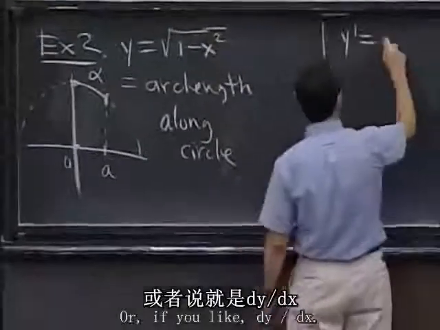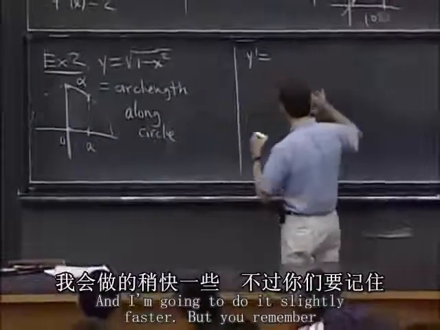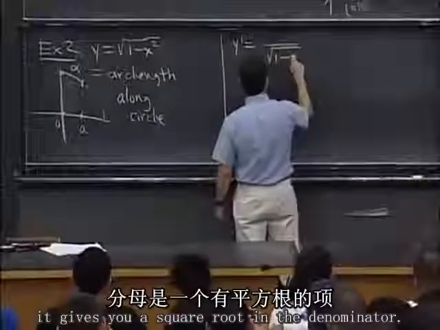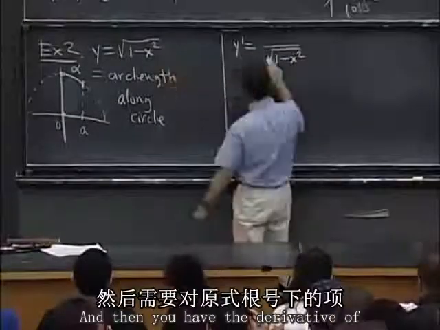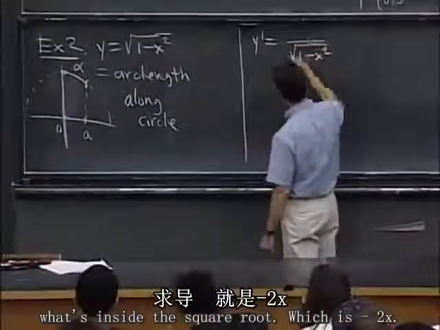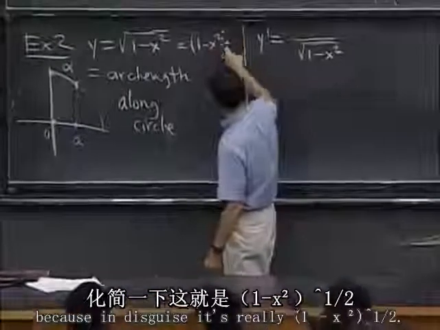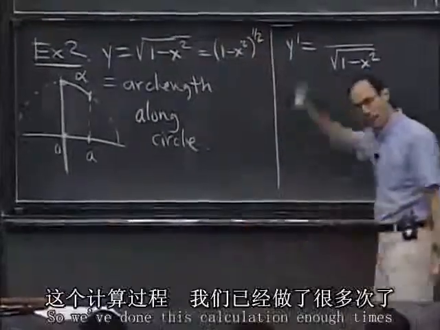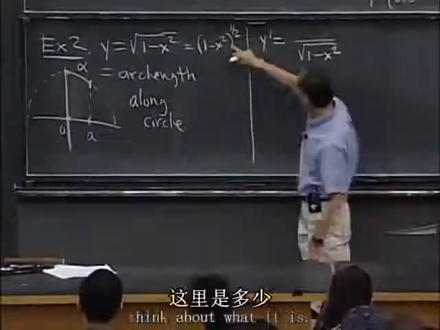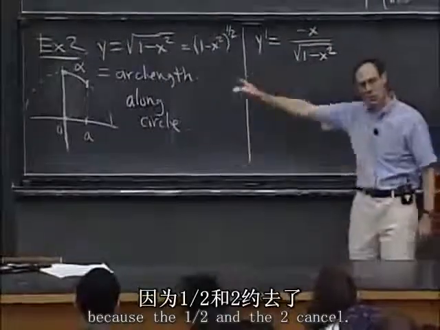dy dx. Now, that's a calculation that we've done a number of times, and I'm going to do it slightly faster. But you remember, it gives you a square root in the denominator, and then you have the derivative of what's inside the square root, which is minus 2x, but then there's also a half, because in disguise, it's really 1 minus x squared to the 1/2. So we've done this calculation enough times that I'm not going to carry it out completely. I want you to think about what it is. It turns out to be minus x up here, because the half and the 2 cancel.